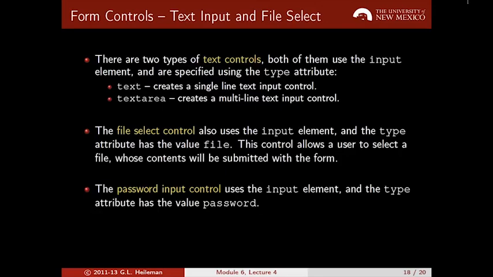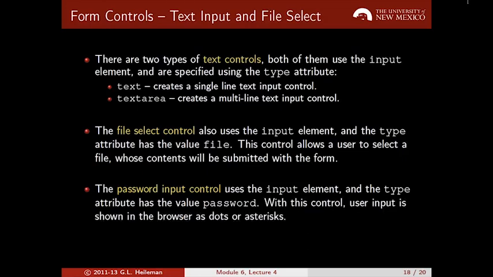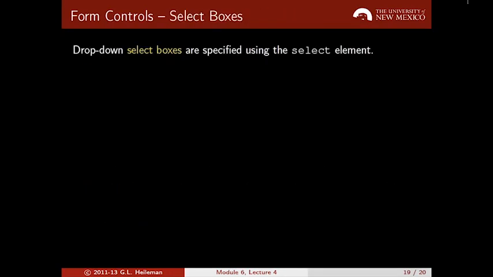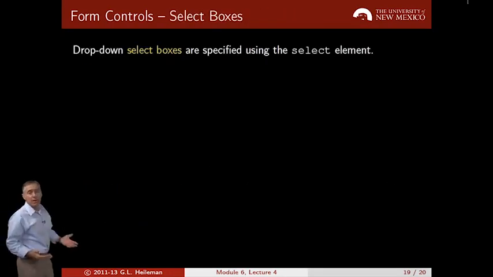There's also a password input control, and this also uses the input element. You say type equal password, and when the user enters a password, it shows up as a sequence of dots. The text itself doesn't show up on the screen. This is a nice thing to do so that if somebody's looking over the user's shoulder, they can't see the password. Lastly, I'd like to talk about select boxes.